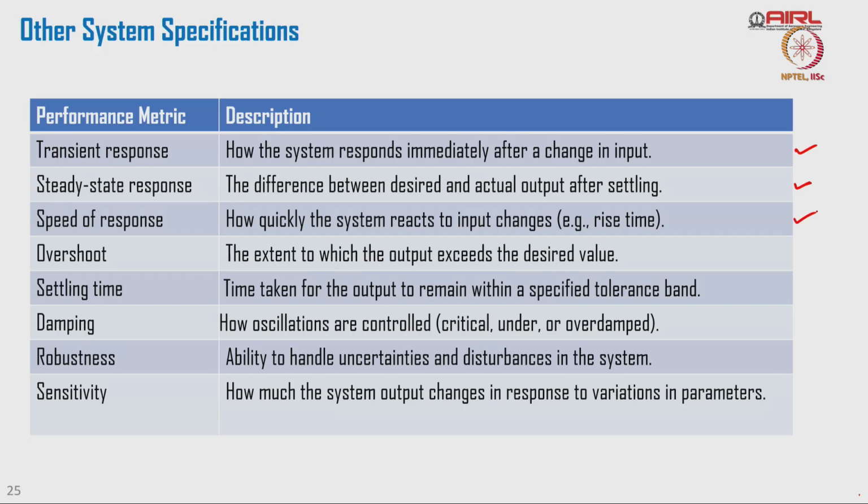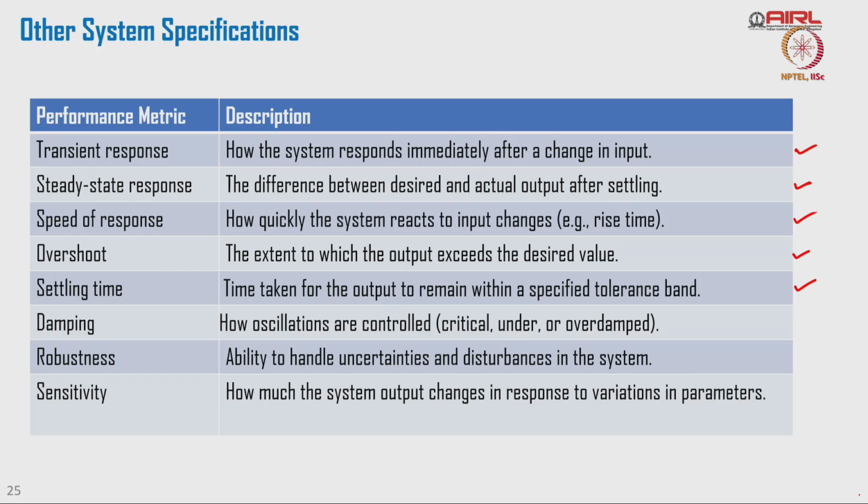Overshoot, it is the extent to which the output exceeds the desired value. This is something which is undesirable. So, control system design should minimize overshoot. Okay. Settling time is the time taken for the output to remain within a specified tolerance band of the desired limit. Okay. Damping, how the oscillations are controlled.